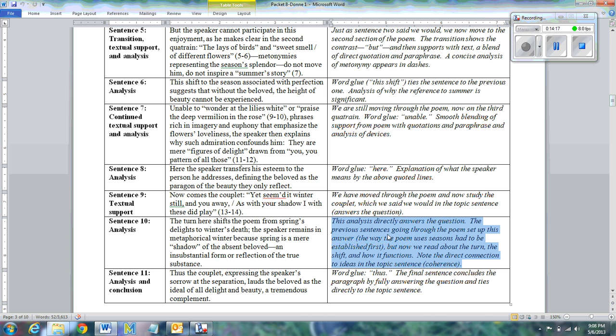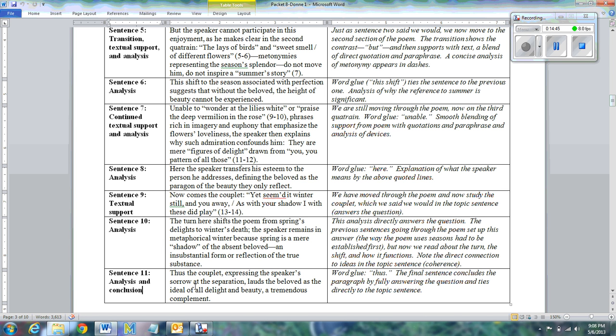The previous sentences going through the poem set up this answer, which is the way the poem uses seasons, had to be established first. I had to show the poem's use of seasons before I could talk about the couplet. But now we read about the turn, the shift, and how it functions. And this is the direct connection to the ideas in the topic sentence. And that's why this paragraph is coherent. It all fits together. And my topic sentence controls the whole paragraph too.